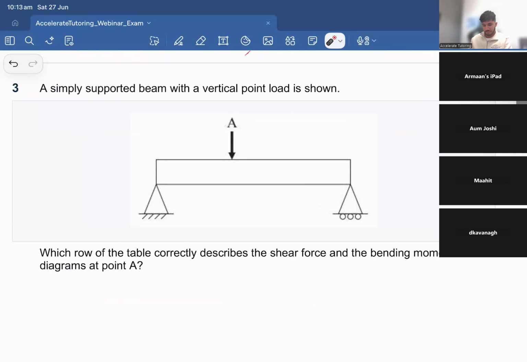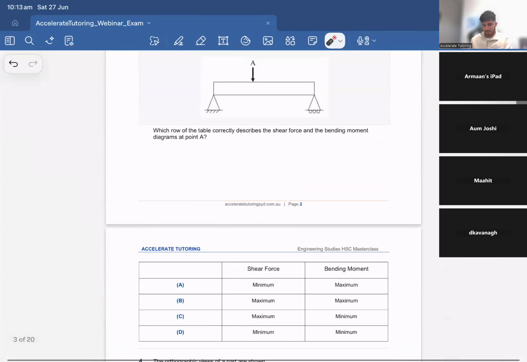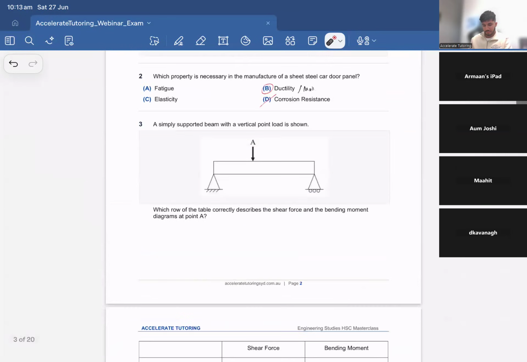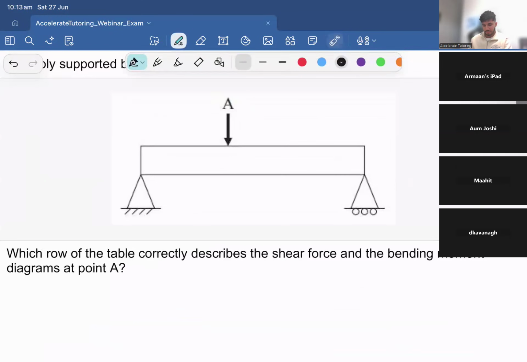A simply supported beam with a vertical point load is shown. Which row of the table correctly describes the shear force and the bending moment diagram at point A? So we want to figure out in the shear force and bending moment diagram, at point A is going to be minimum, maximum, and then for bending, maximum, minimum, same thing. The best way to do this is simply just draw a rough diagram.